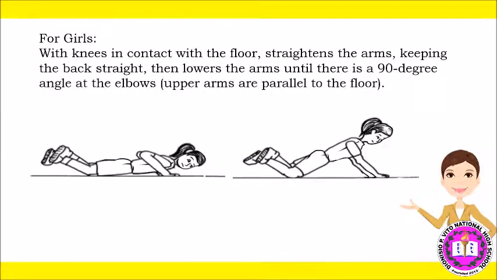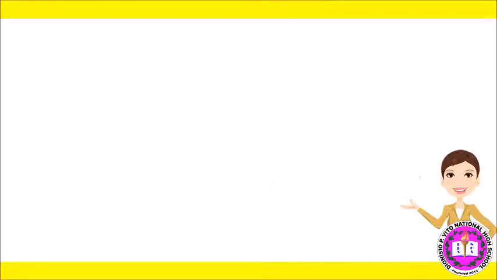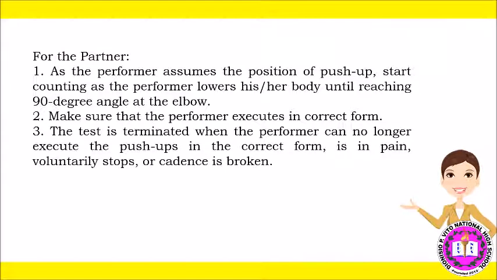For girls, with knees in contact with the floor, straighten the arms, keeping the back straight, then lower the arms until there is a 90-degree angle at the elbows or upper arms are parallel to the floor. Perform as many repetitions as possible, maintaining a cadence of 20 push-ups per minute, or 2 seconds going down and 1 second going up.